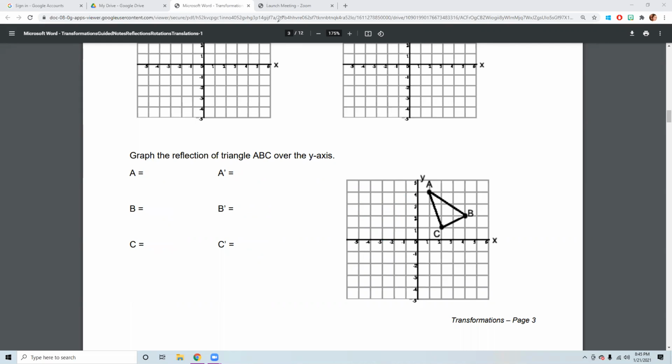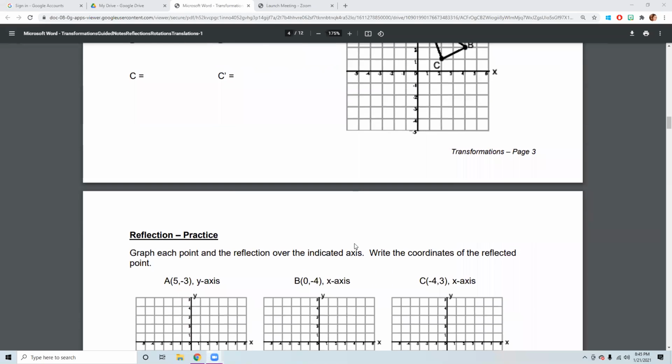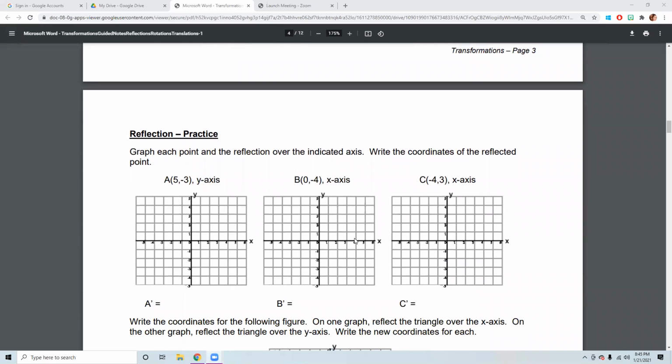All right, let's go ahead and look at our homework for the day. So those were all of our notes. Now you have some reflection practice. So you're going to be reflecting over the y-axis, the x-axis, and then the x-axis. These 3 are just a point. You're going to flip point A in this one, flip point B in that one, and flip point C in that last one. Just like I said before, I'm asking you to write down the new coordinates. So make sure that you write down those new coordinates and then double check it with our little quicker method besides graphing.